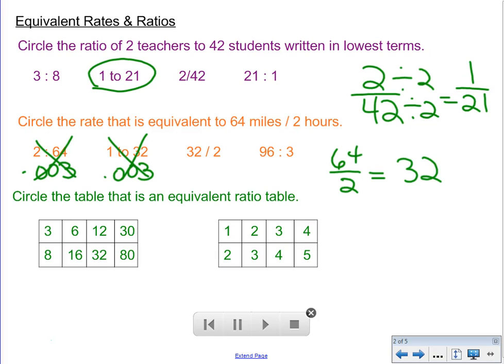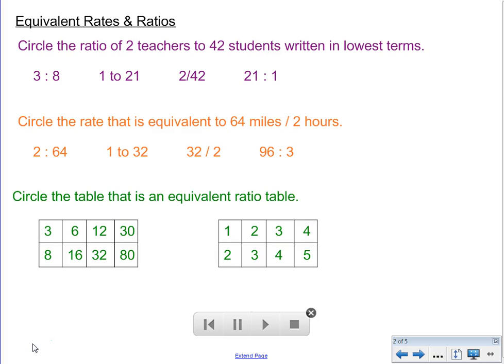32 divided by 2 equals 16. That's not equal to 32. But 96 divided by 3 is equal to 32. So this rate is the one that is equivalent to 64 miles in 2 hours.